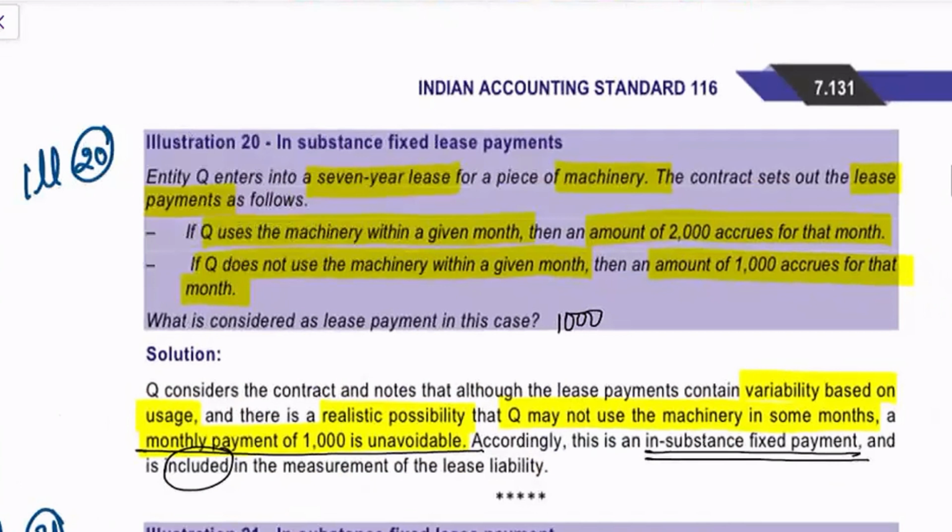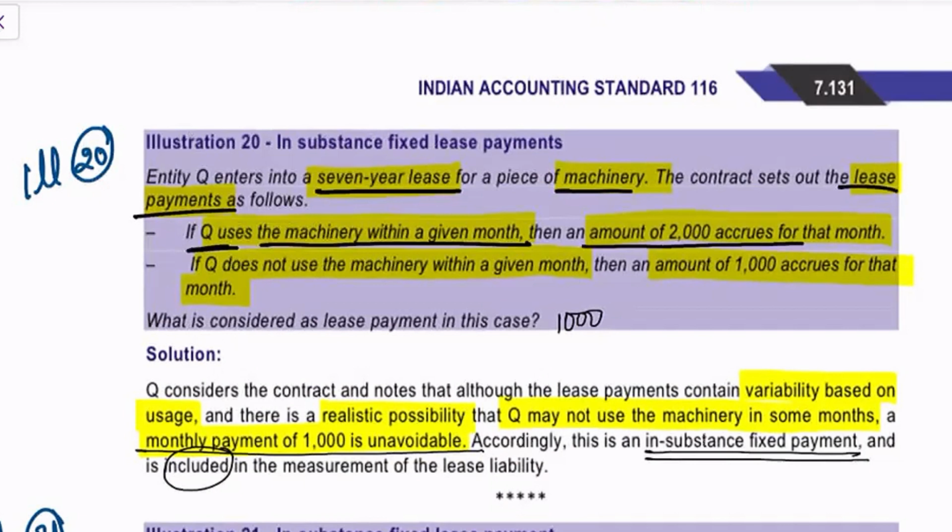Illustration number 20. So in illustration number 20, here they are telling you that there is a 7-year lease of a machinery. Okay, and the lease payments are as follows. So here they are telling you that if the lessee uses the machinery within a given month, then an amount of 2,000 accrues for that month. Okay. So what they're telling is there is a month, and if within that month itself, they start using it, suppose January.